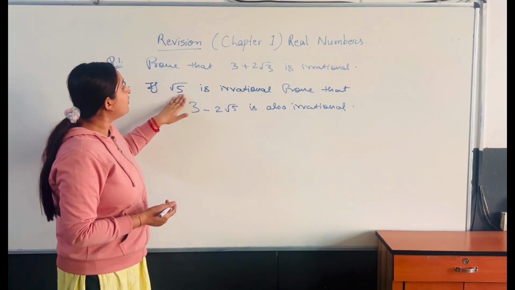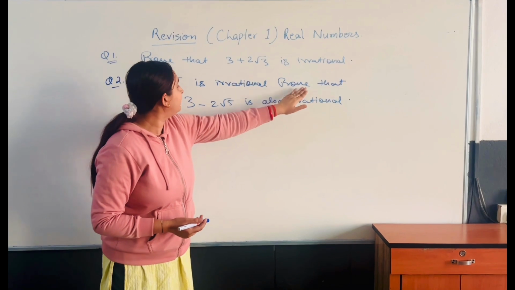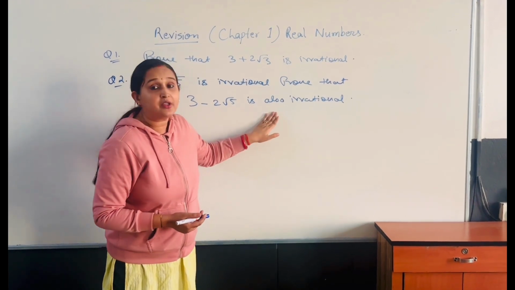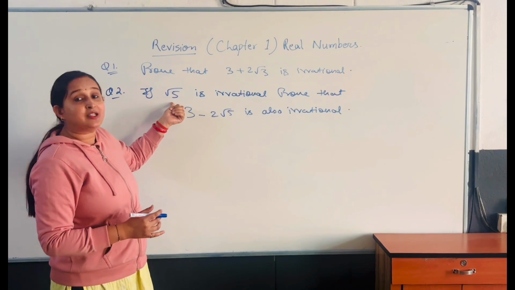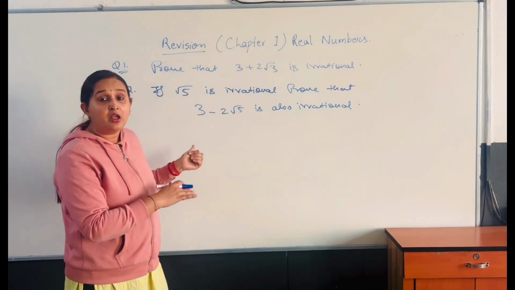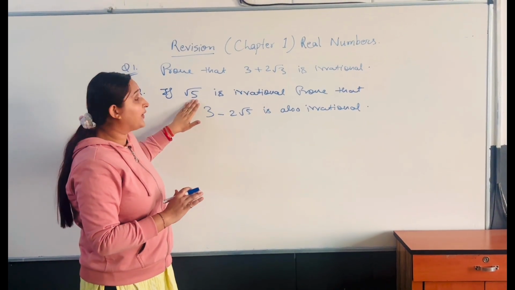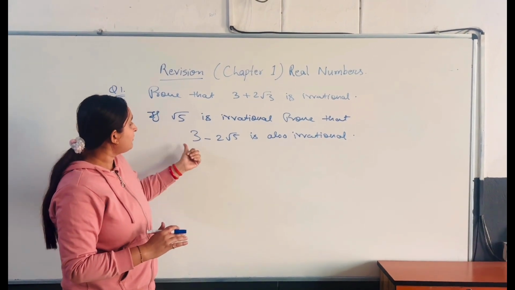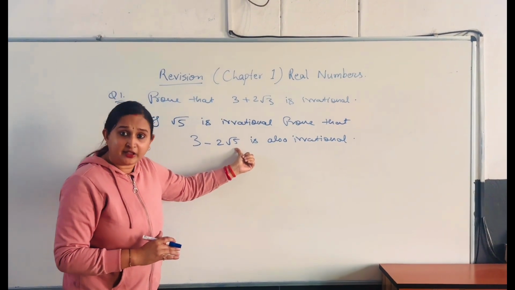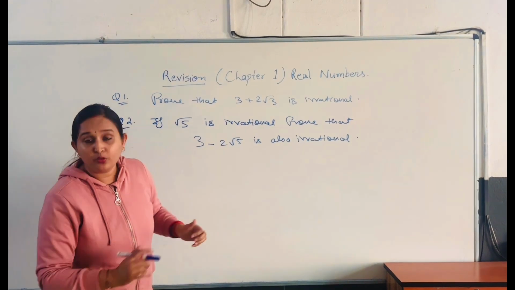Here, if root 5 is irrational, prove that 3 minus 2 root 5 is also irrational. As you can see that here root 5 is irrational already given in the question. So you don't need to prove that root 5 is irrational. You simply start proving by directly taking this expression. So these are the two questions.